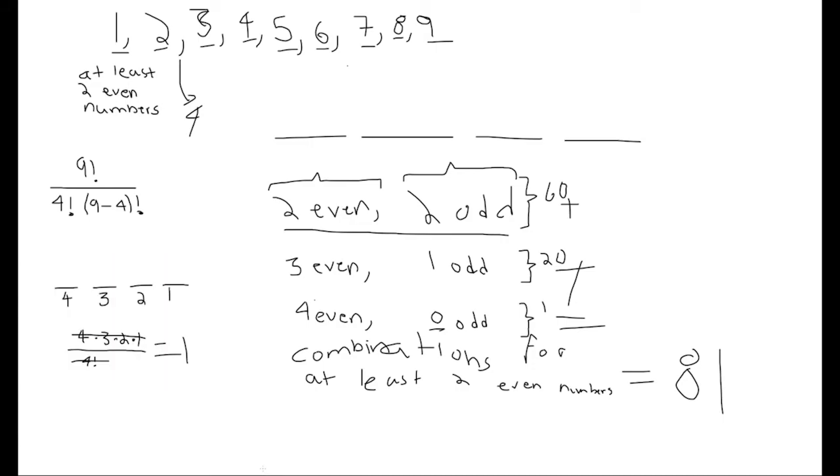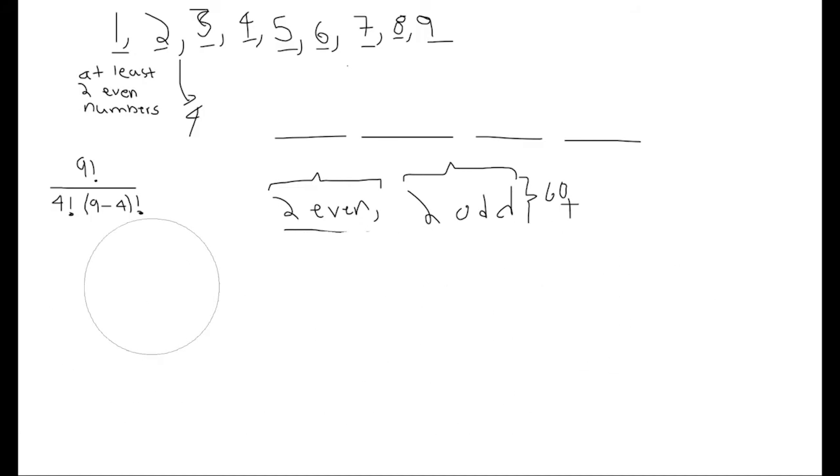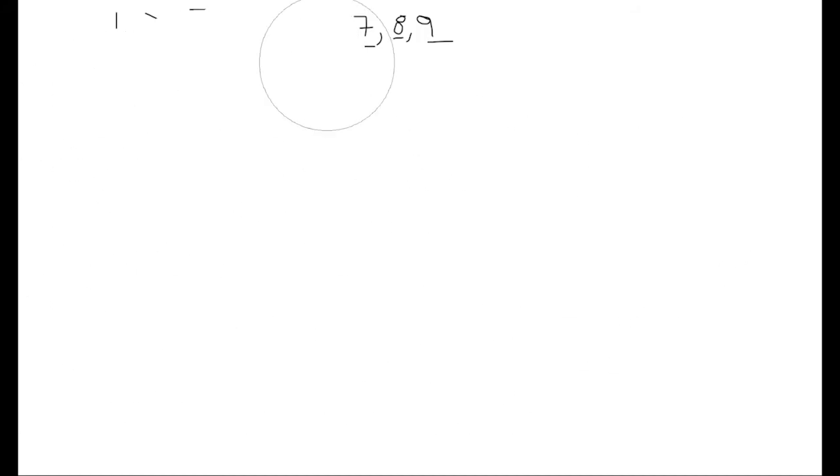Okay, let's do another example, except let's base it around most instead of at least. So let's do the same example as before, just with a different type of restraint. Okay. And let's say we have to have at most 3 odd numbers.